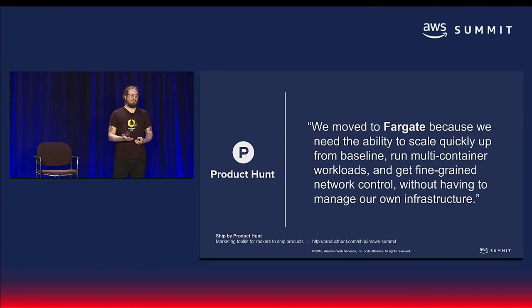So the quote from Product Hunt: we moved to Fargate because we need the ability to scale quickly up from baseline, run multi-container workloads, and get fine-grained network control without having to manage our own infrastructure. So this is what AWS Fargate has delivered to them, the ability to use all these things like AWS security groups and application load balancers and VPCs alongside their containers.